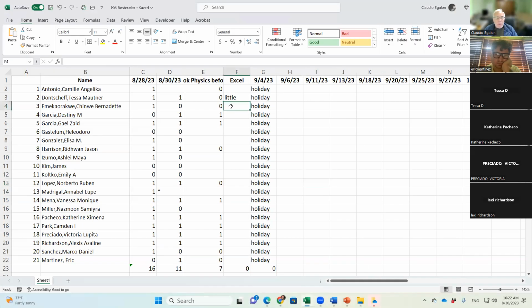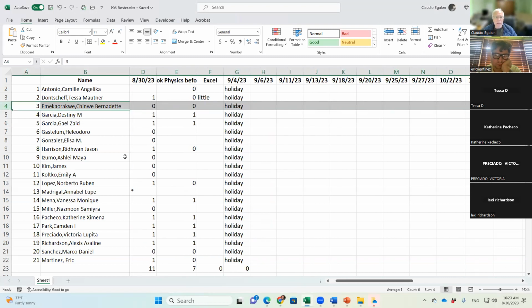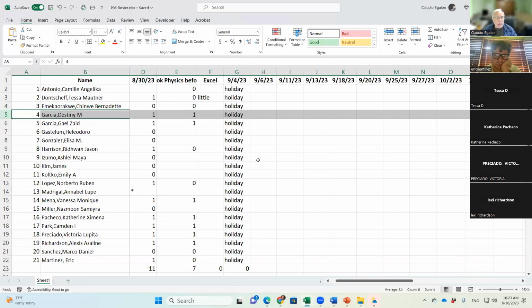So let's see, one by one. Shinwi, are you there? I want to know if you have used Excel before. I don't see Shinwi here. Okay, I'm going to put a star here for Shinwi. Oh, she didn't come. Let me put it right there so I don't get confused.